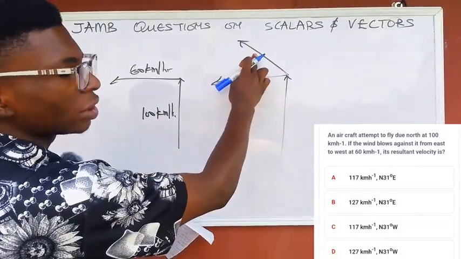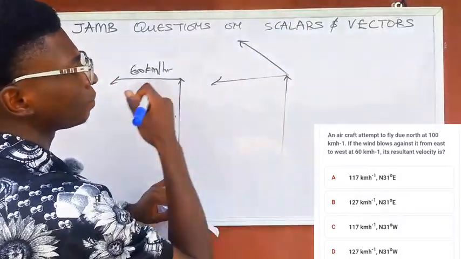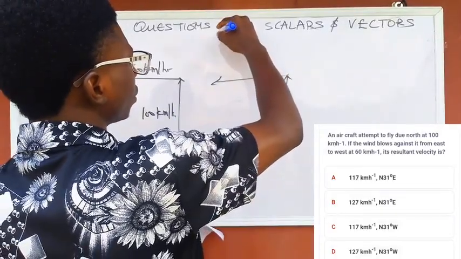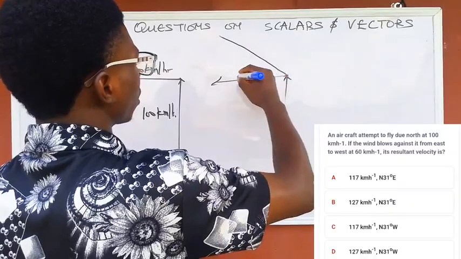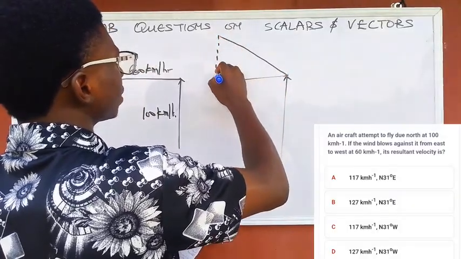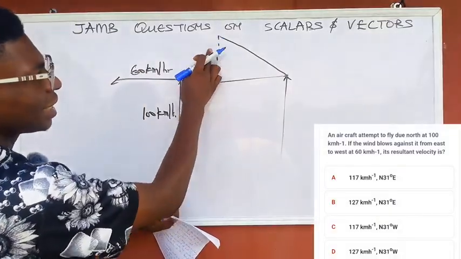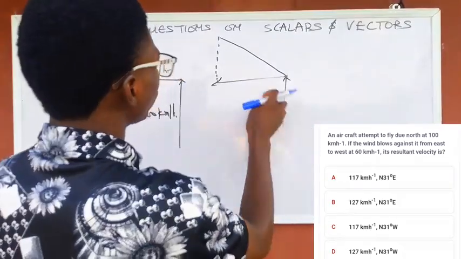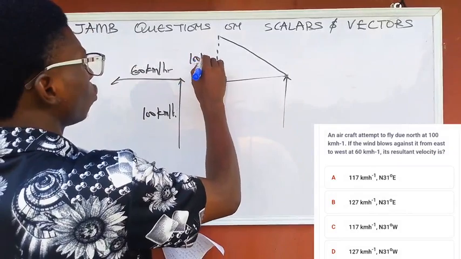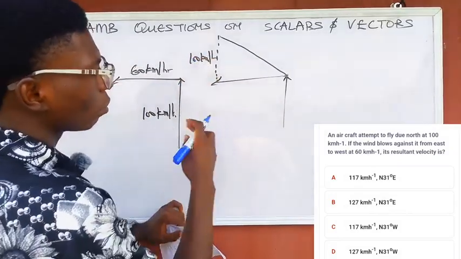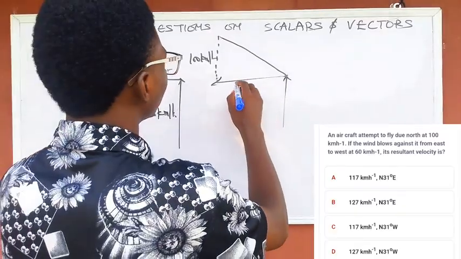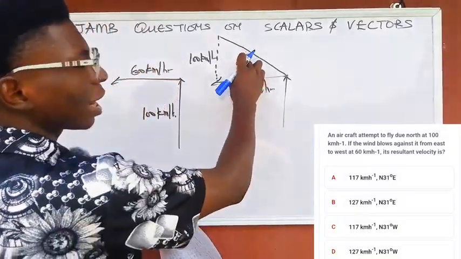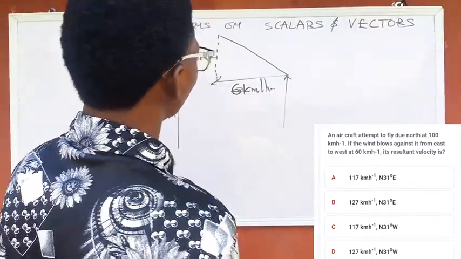So we're going to calculate the velocity of this aircraft. Let me just draw it very well. I'm not going to draw something like this, I'm going to draw something like this. So this line will be equal to this line. That means the speed here will be equal to the speed here, which is 100 kilometer per hour. Are we together now? And the wind speed is 60 kilometer per hour. So now I'm going to calculate this hypotenuse, which will be the resultant. So I'm going to use what?